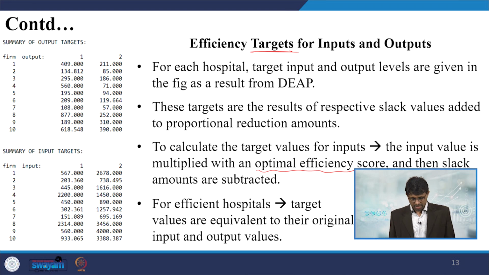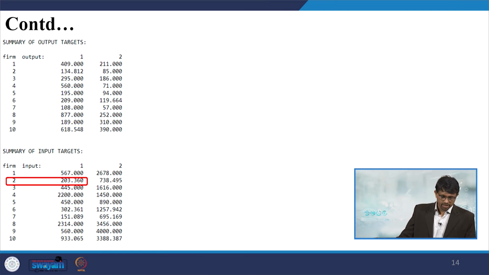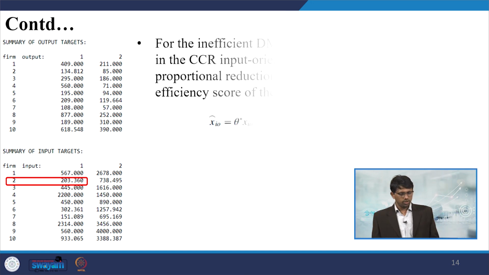For efficient firms, target values are equivalent to their original input and output values. So, no need to calculate further. Here we are sticking to 2 once again, starting from their input to their output.